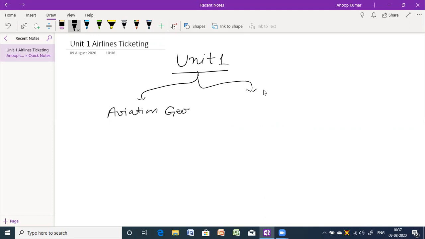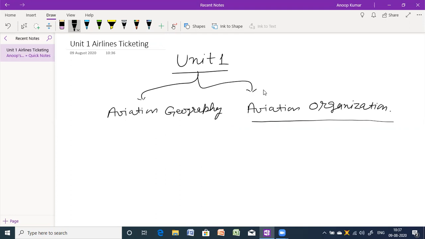aviation geography, and we also have another topic related to aviation organizations. In aviation organizations, there are four organizations about which we will study. One is IATA, International Air Transport Association, then ICAO, International Civil Aviation Organization, then AAI, Airport Authority of India, and then the fourth one is DGCA, Directorate General of Civil Aviation. So we will learn about these four organizations.